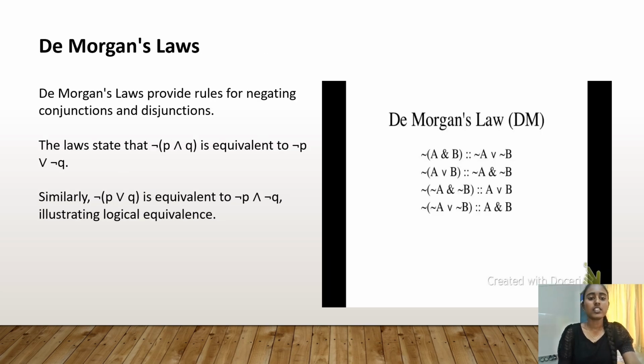De Morgan's law. De Morgan's law provides rules for negation, conjunction, and disjunction. The law states that the negation of P conjunction Q is equivalent to negation of P disjunction negation of Q. Similarly, the negation of P disjunction Q is equivalent to negation of P conjunction negation of Q, illustrating logical equivalence.